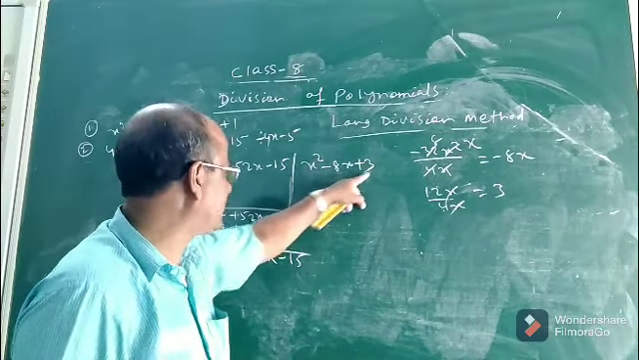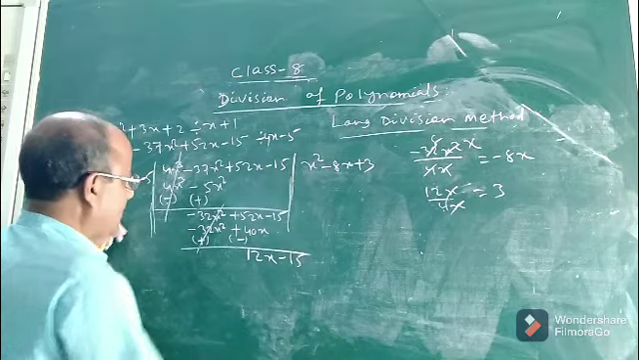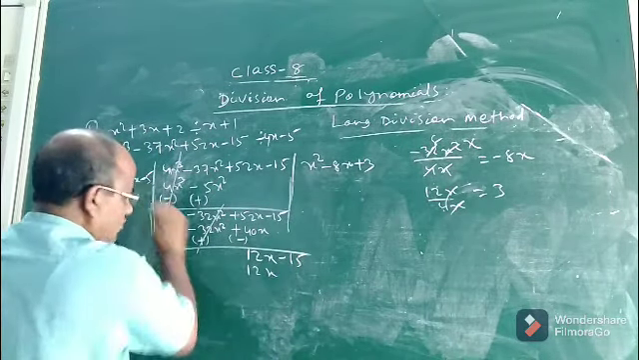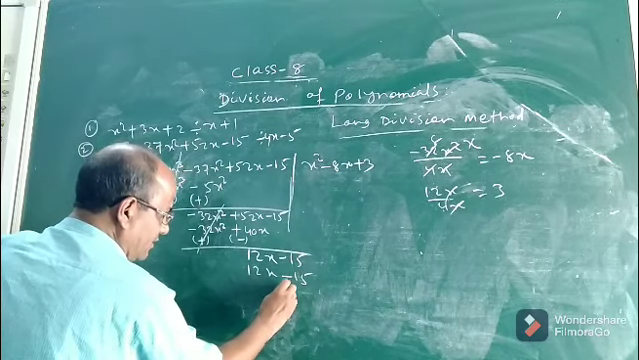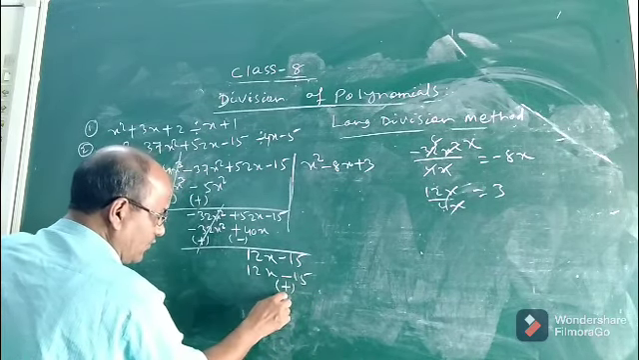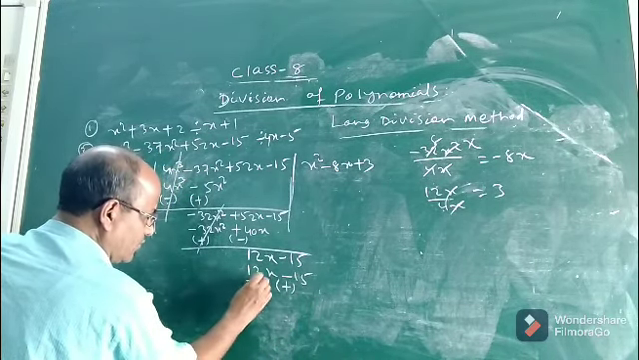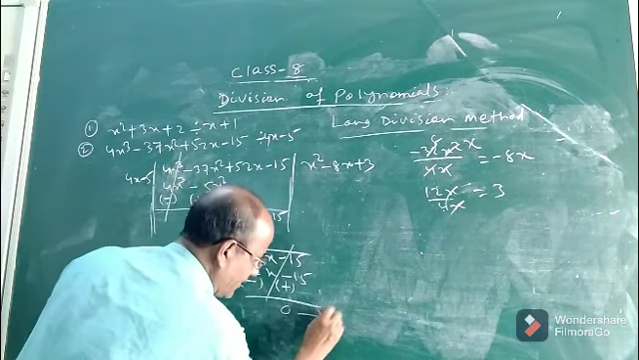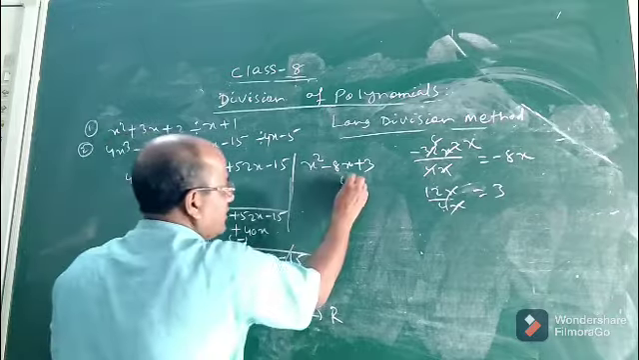Now again multiply plus 3 by 4x and minus 5. 3 into 4x is 12x, plus 3 into minus 5 is minus 15. Now you change the sign: minus sign will become plus, and plus will become minus. Now this is 0. You see, now you got 0 remainder. And this will be the quotient.